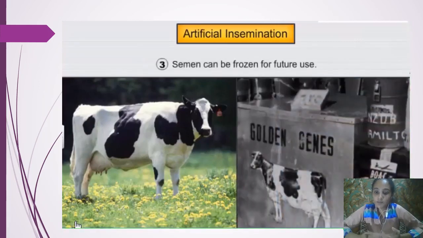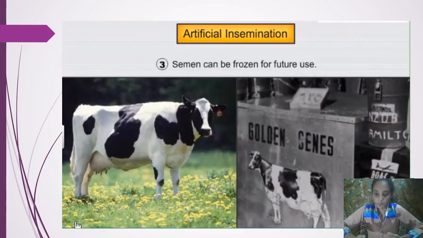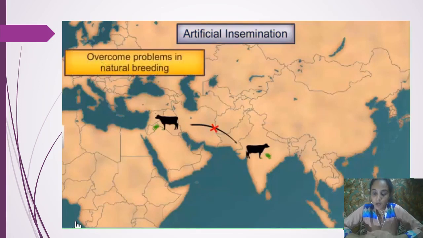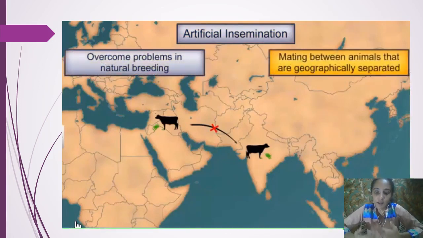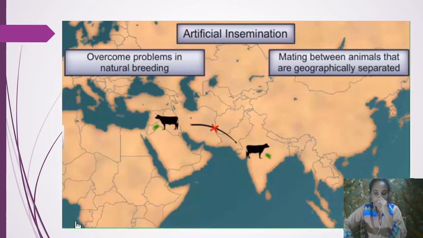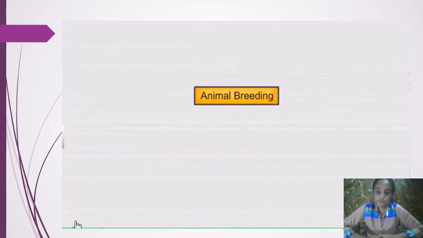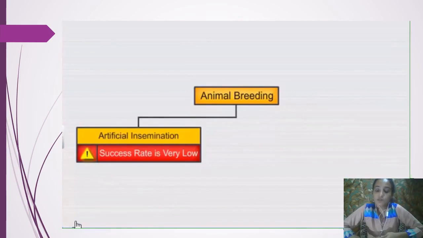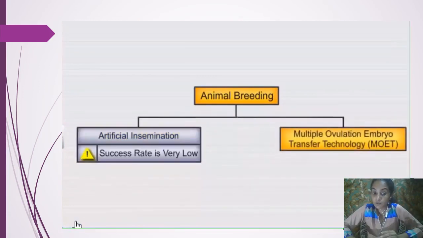Okay, or it can be frozen for future purposes, so that it can be transported from one country to another. We can't take a cow from one place to another. What we can take is either the egg or the sperm. However, the success of animal breeding using artificial insemination is low. So what is the disadvantage? The success rate of artificial insemination is very low.